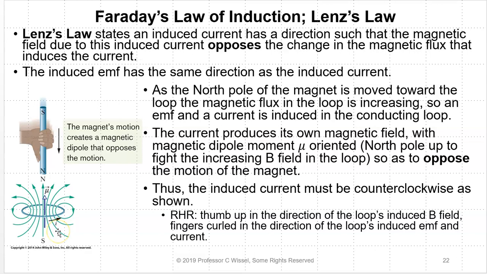You use the right-hand rule. You need your thumb up because your thumb points in the direction of the north pole of this induced magnetic field, or the magnetic moment, mu. So the thumb is up in the direction of the loop's induced field. Your fingers are curled in the direction of the loop's induced EMF and current, so around this way. Which, if you're looking at this from above, would be counterclockwise.